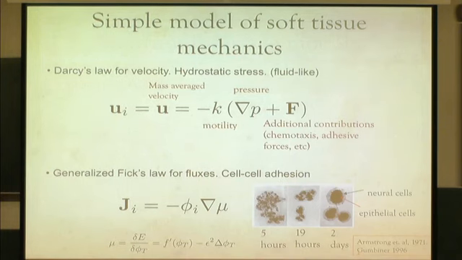And so I'm just going to describe the simplest model of soft tissue mechanics, where basically you're treating the cells like a fluid, but even a simple fluid, a Darcy's fluid. So basically the velocity is proportional to the force. And so the only type of stress we'll involve is a hydrostatic stress, but we can also have additional stress or additional forces from cell-cell adhesion.